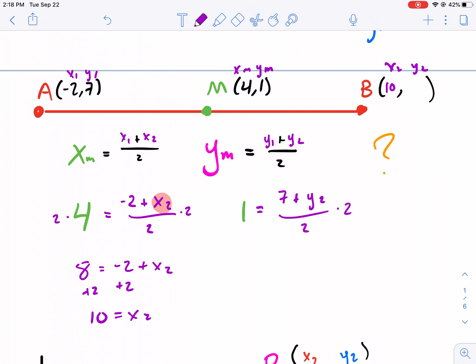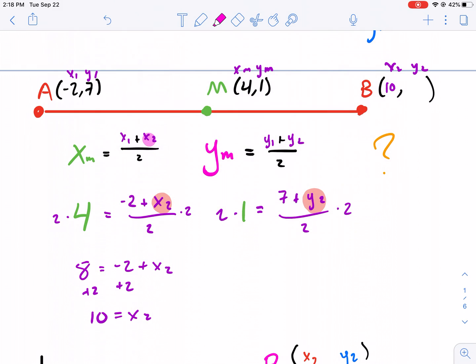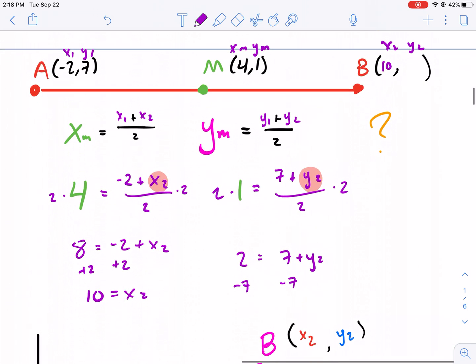First step we're always going to do, we're trying to isolate y2. That's what we're going for. We're not looking for XM, so don't be plugging your midpoints. This is the most common mistake I see. People plugging in your midpoints in for X2 and Y2. Don't do that. Don't be one of those guys or gals. So I multiply by 2, I get 2 equals 7 plus Y2. Subtract 7 from both sides to isolate the Y, and I get negative 5 equals Y2. Now I have my other coordinate, which is negative 5, and I'm done.